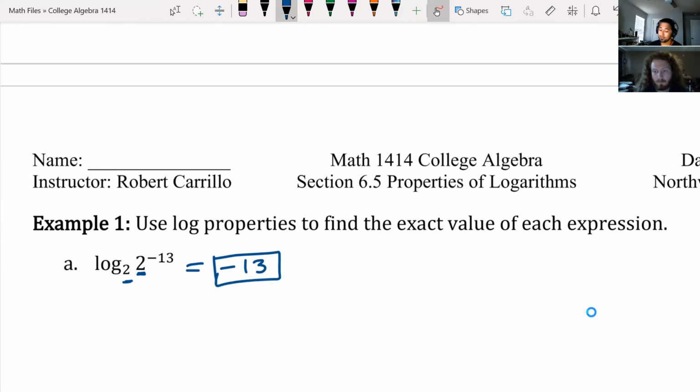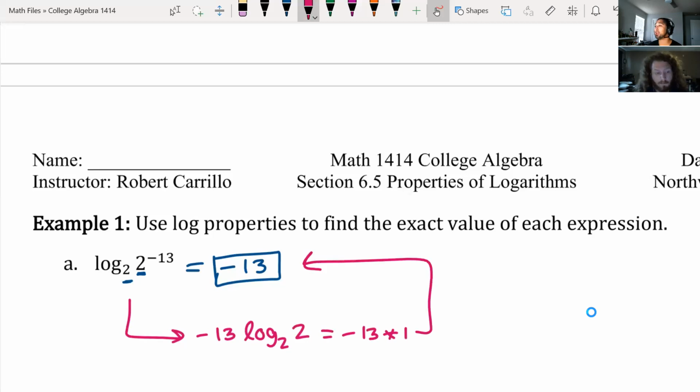But even better, this is how crazy logs are. We could even use the power rule on this log, and you would get negative 13 times log base 2 of 2, and log base 2 of 2 is 1, and you'd get negative 13 times 1, which is still negative 13. Love it. Gotta love logarithms. Just as crazy as exponentials.